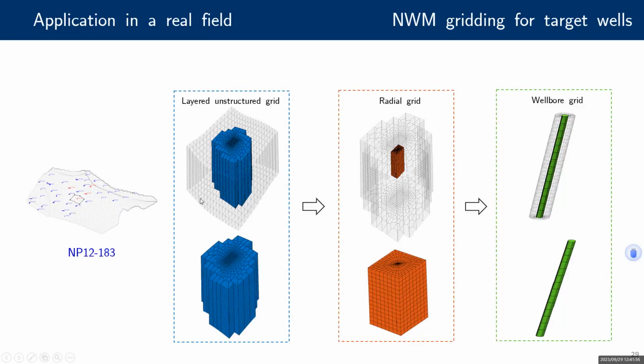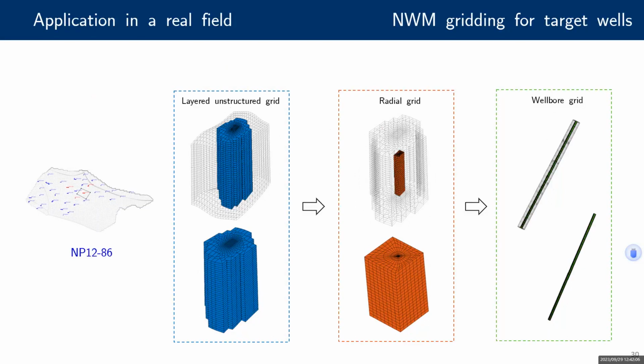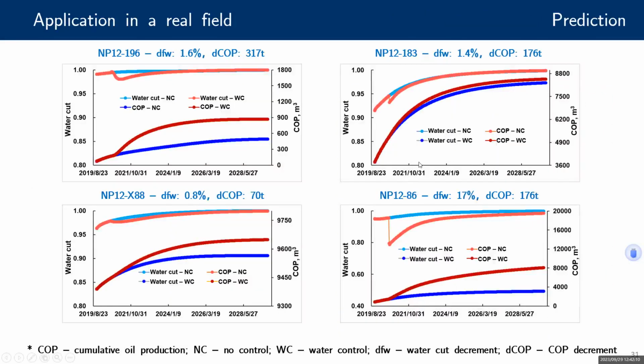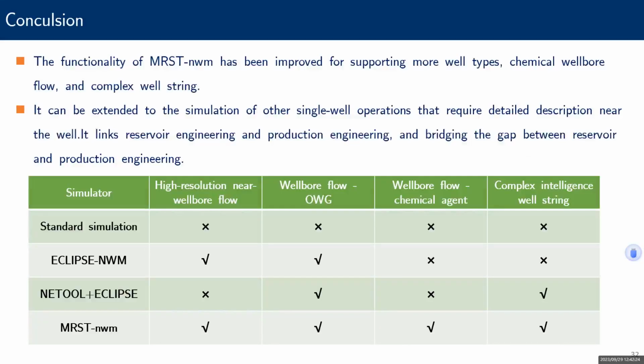For each candidate, we make a grid for the target wells. This is for NP 12-183. This is for NP 12-886. Then we can optimize the injection rate and the injection pressure. After that, we get the performance prediction for each well.